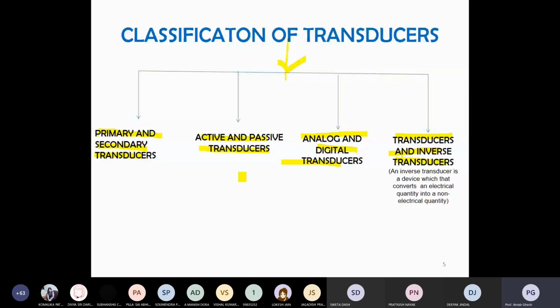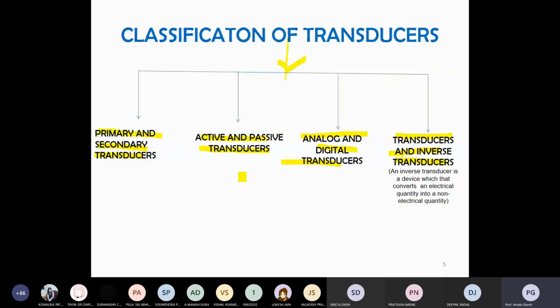Okay, so how many values are there? That is only the capability of your transducers. So that's why you can say it is secondary. Sometimes active and passive transducer. Active and passive means it looks like an active circuit and a passive circuit.